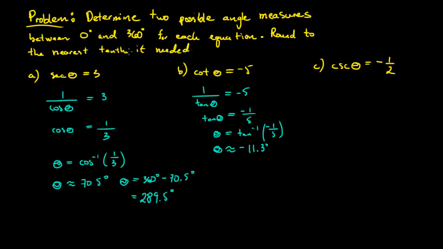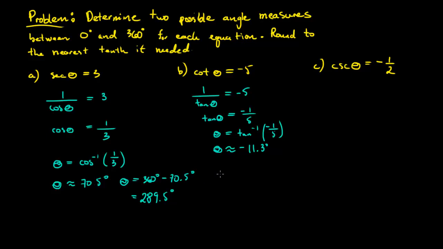Here we're tasked with finding values of theta that are between 0 and 360 degrees. And notice that theta is not between 0 and 360 degrees. Theta is a negative value. When I take the arctan of -1/5, my calculator spits out a value of theta that satisfies this equation. The only problem is that it's negative. So I've got to figure out what are the positive values of theta that satisfy this equation.